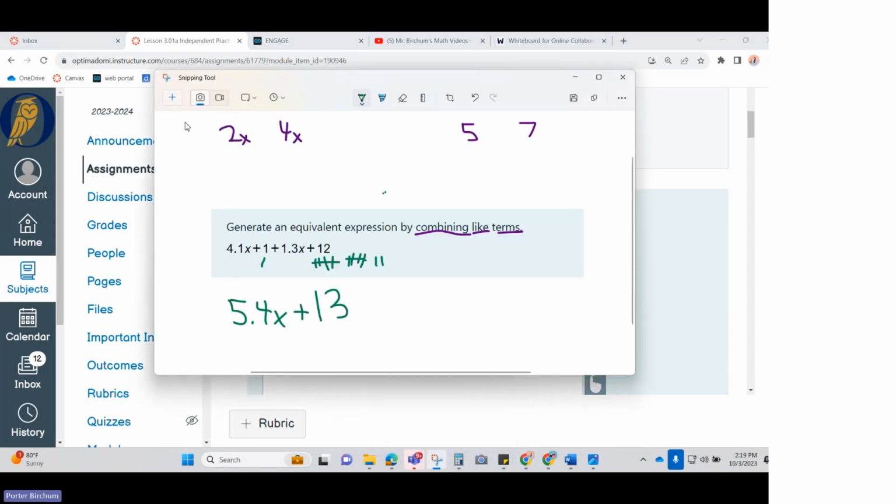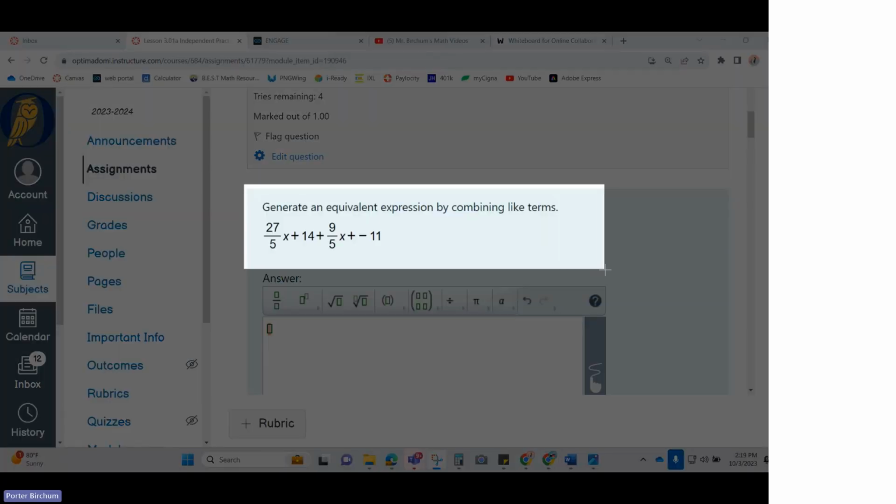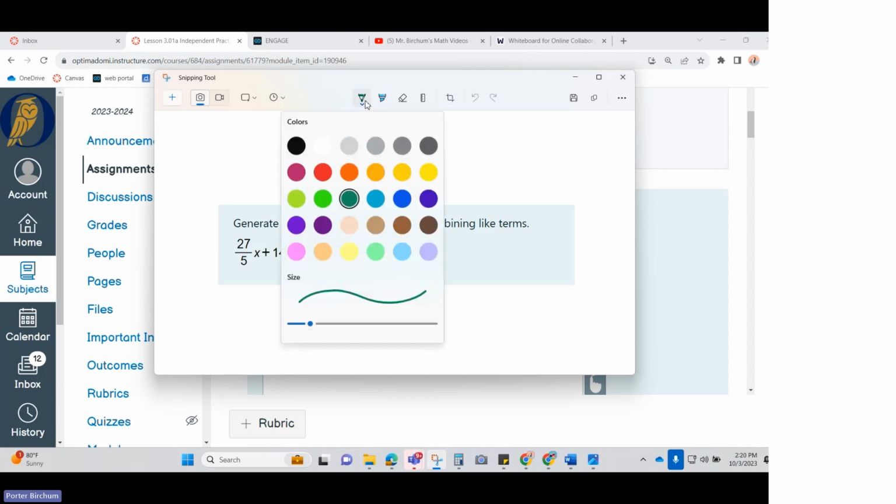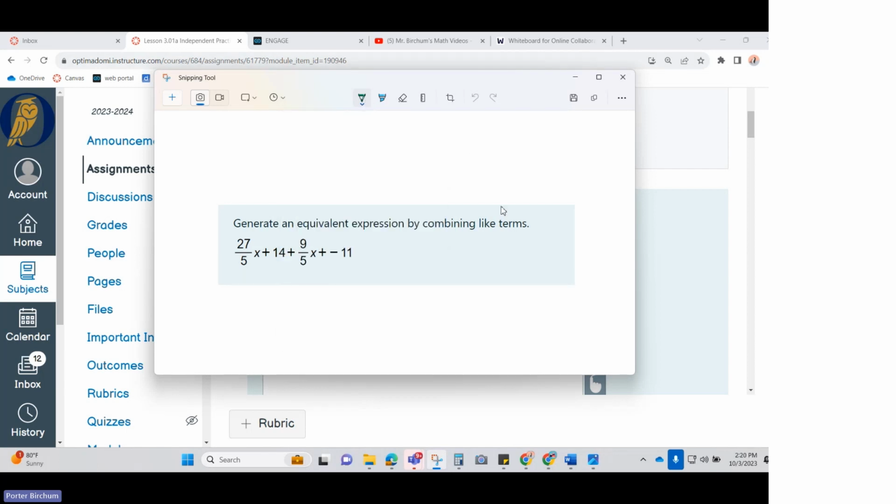Okay, question 2. Let's take a snip. It says generate an equivalent expression by combining like terms. So generate an equivalent expression means we are not solving it, we are just simplifying it. And combining like terms means numbers with x's go together, and numbers without x's go together.